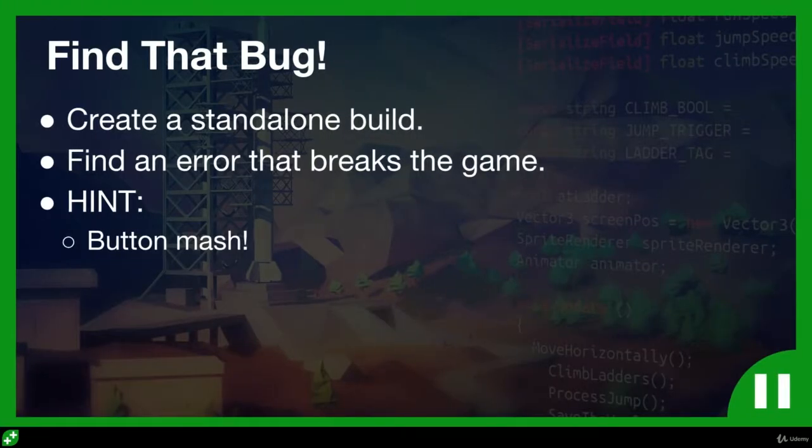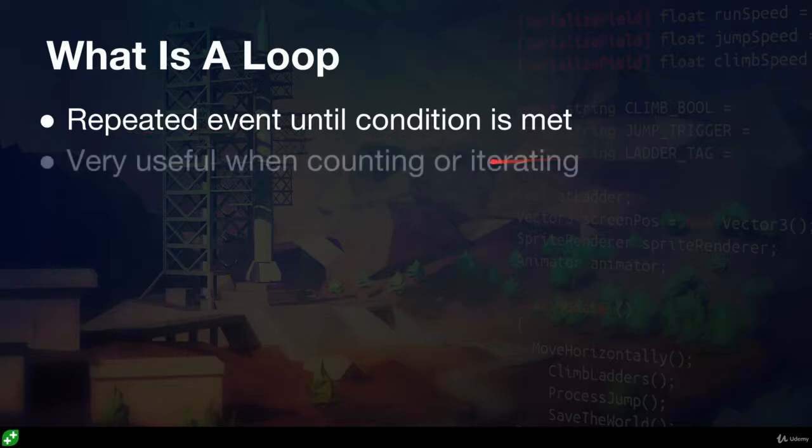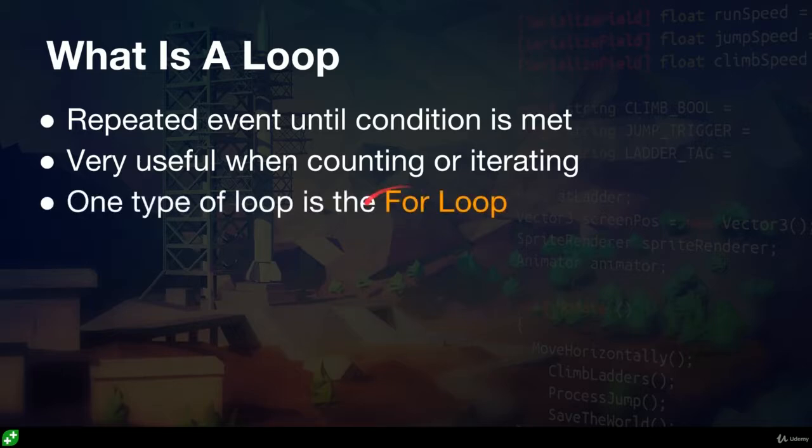So let me tell you a little bit about loops. What is a loop? It's a repeated event that happens until a condition is met. It's very useful when counting or iterating. And one type of loop is the for loop. That's the loop that we'll be talking about in this video. There's other loops, but we're not going to cover them at the moment. We're just going to flex our muscles with this first type of loop, which is the for loop. They're all pretty similar, but with a little bit of syntactical difference and a little bit of implementation difference. But for now, we'll cover a for loop.